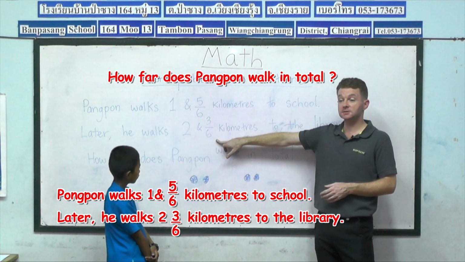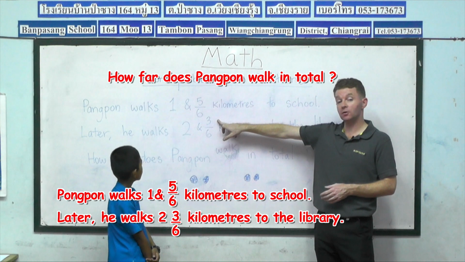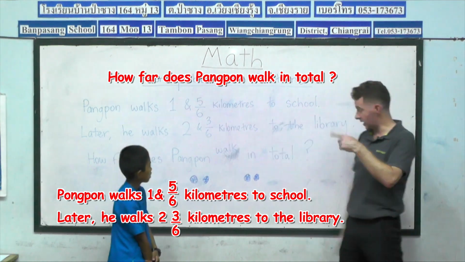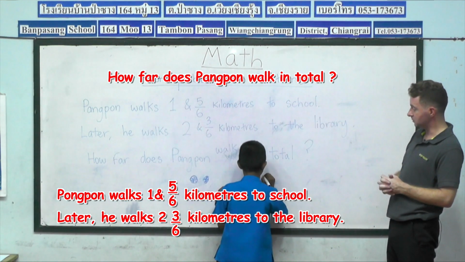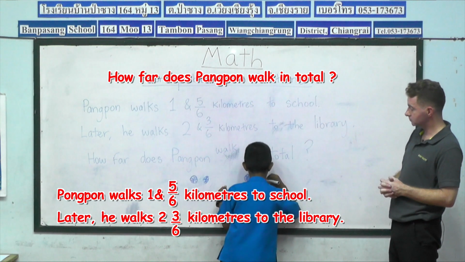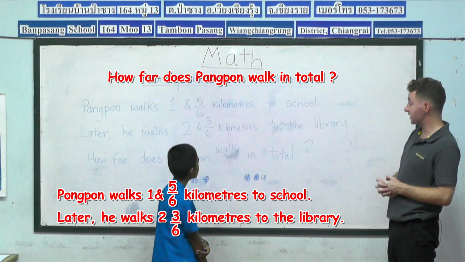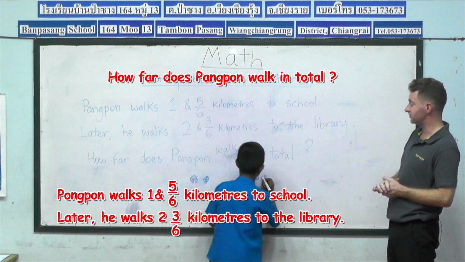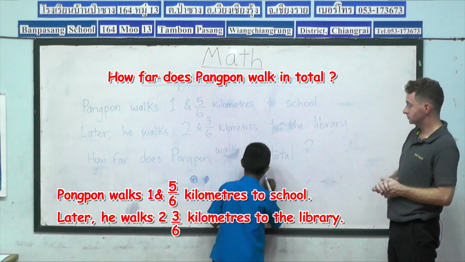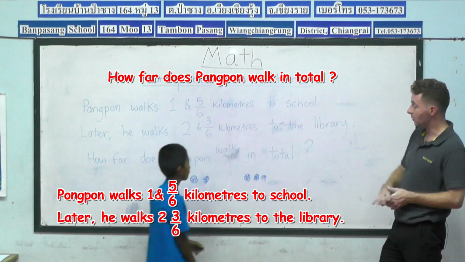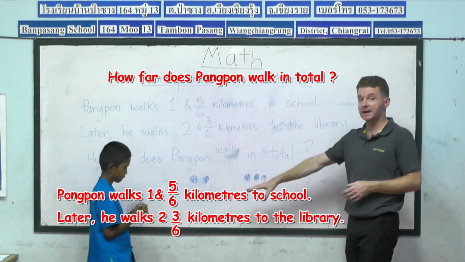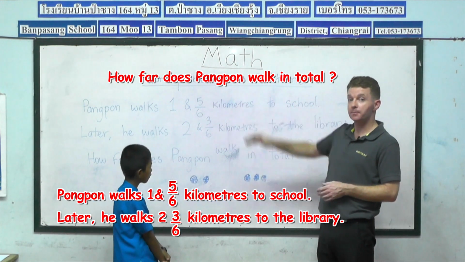How many pieces? 6, but how many colored in? 3. Okay, so let's have one more circle divided into 6 with 3 pieces colored in. So this time 3 pieces. Excellent, Pat. Okay, so we've got the diagram now of the distances that Bangpon walked.